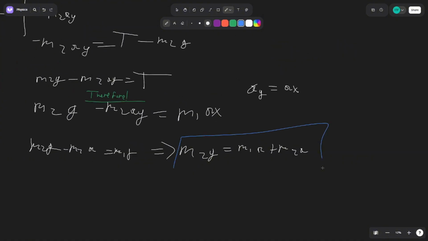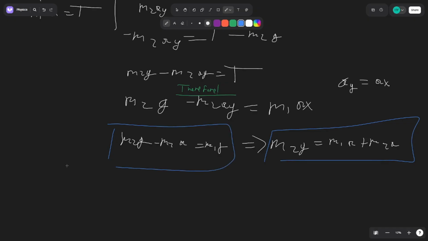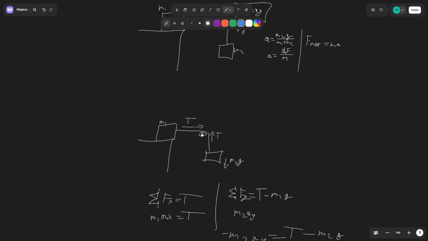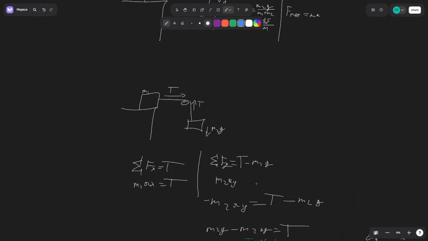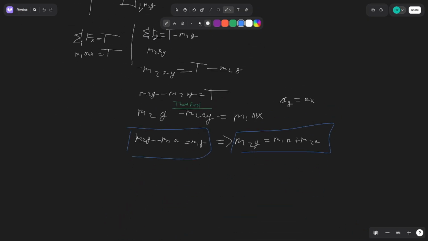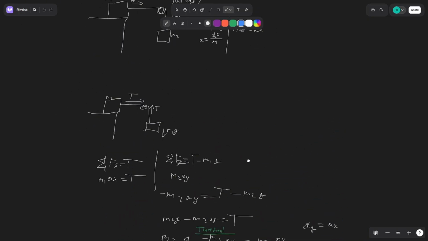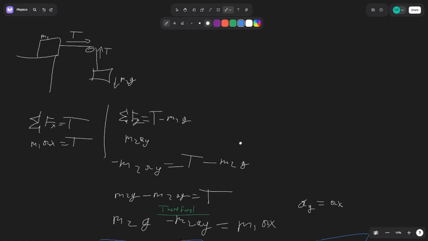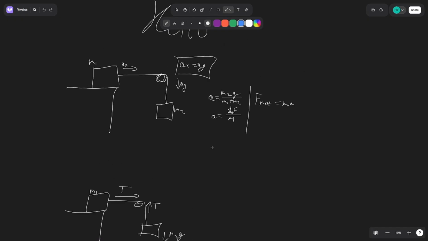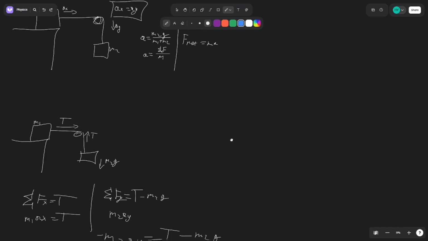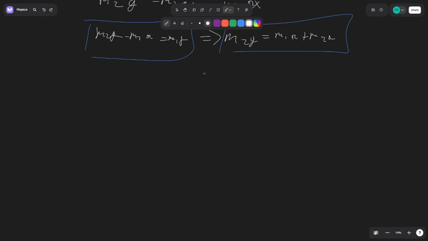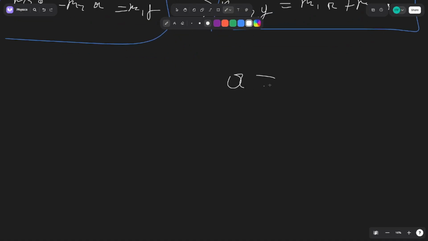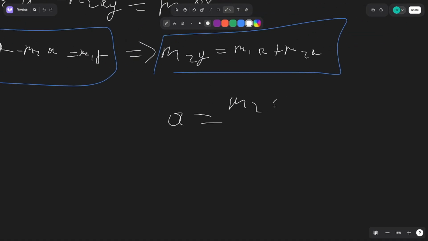Through these formulas, we can work a lot and understand a lot about a pulley system and the forces applied on it. And therefore, from this, we can get this formula of acceleration. That's why I put it at the beginning. And now we can easily find it. So acceleration is m2g divided by m1 plus m2.